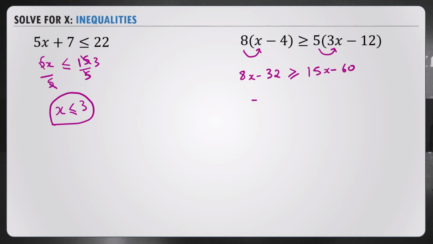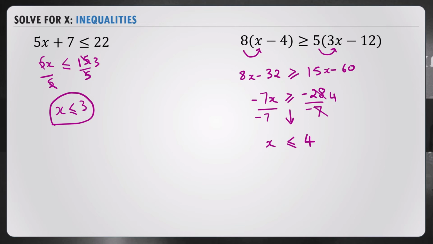Group the x's together, we get negative 7x on this side. We bring this side and x is greater than or equal to negative 60 plus 32, which gives me negative 28. All right, so I divide by negative 7 and negative 7. When you divide by a negative number, we have to flip the sign and we get x is less than or equal to 4.